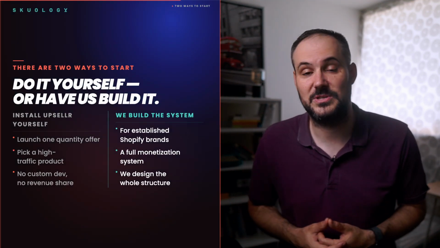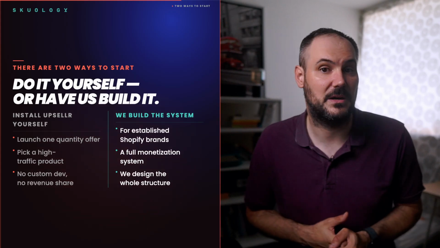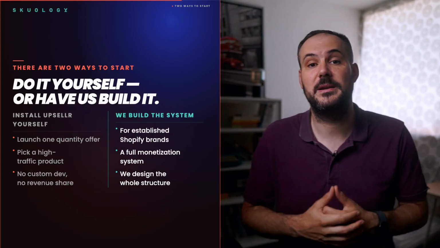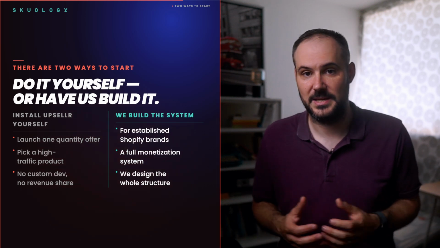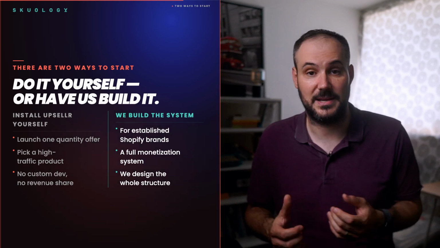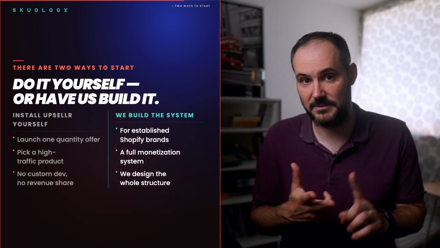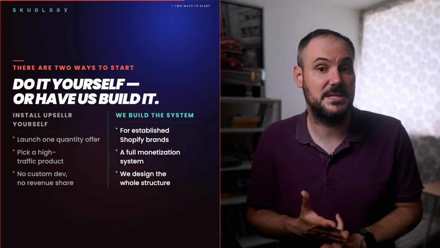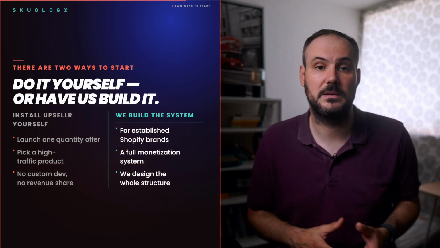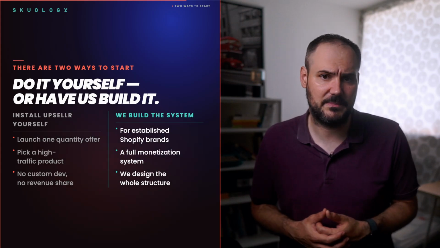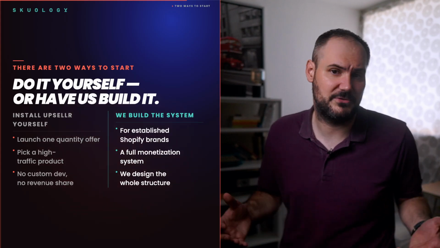The first is to install Upsellr and launch one quantity offer yourself. Choose one high traffic product with a clear multi-unit use case. Then create your three choices, an entry option, a recommended option, and a value option. Keep the difference easy to understand, and Upsellr gives you the tools to build volume and bundle offers without custom development or taking a percentage of revenue generated.